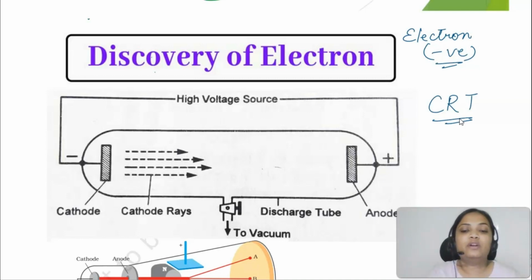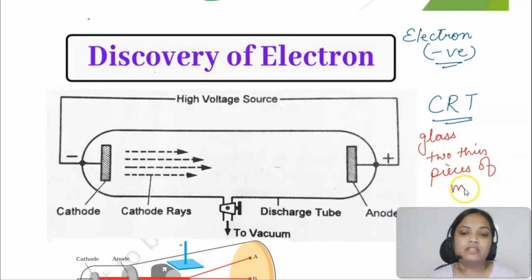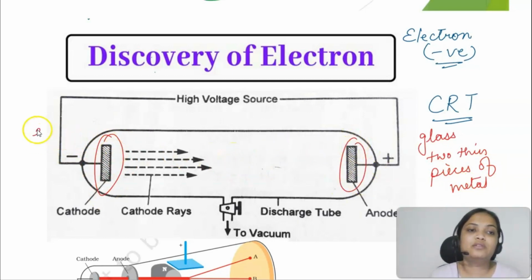Basically, the setup that we have along with us is a cathode ray tube. This cathode ray tube is made up of glass which has two thin pieces of metal. Those thin pieces of metal are called electrodes. Can you see here, these are the two thin pieces of metal which we call electrodes.